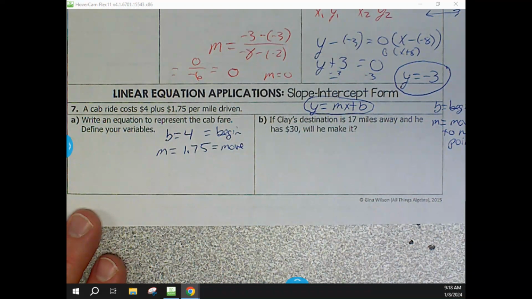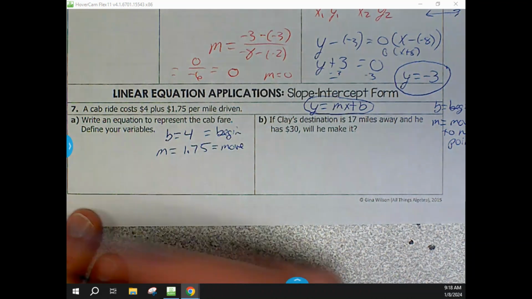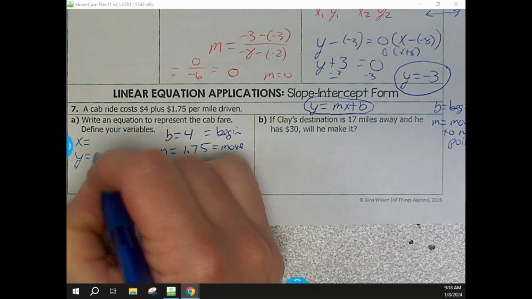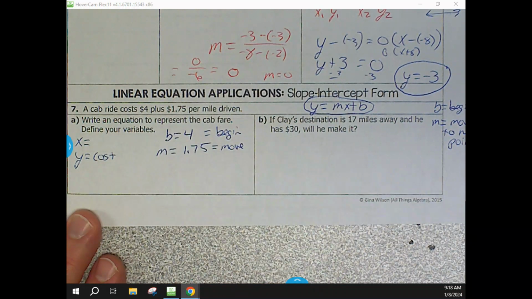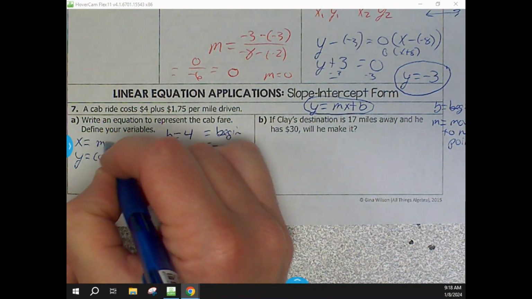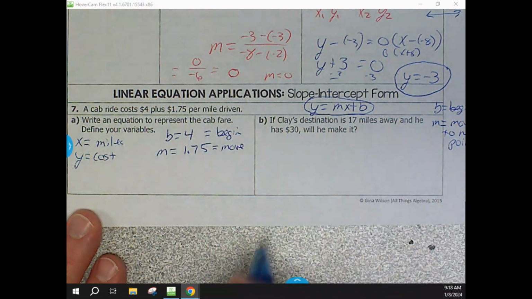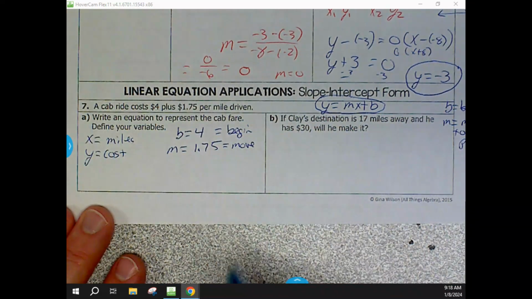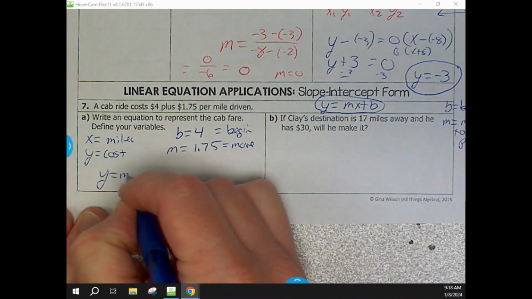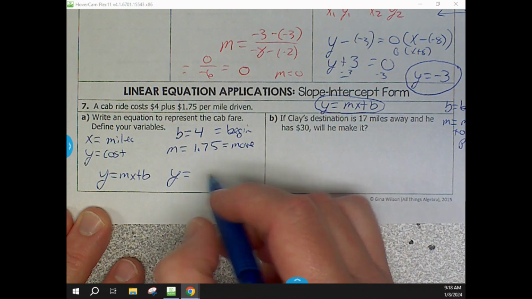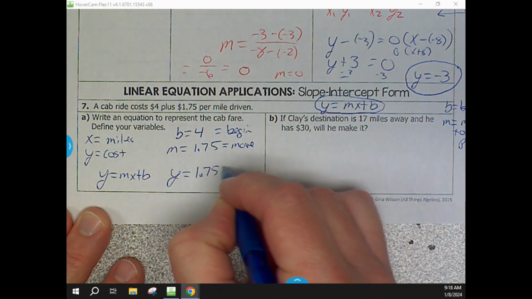Okay. It says define your variables. So y is going to be our cost, and x should be the number of miles that we're going to go. So for every mile we go, that's what we're going to have. So if we write this in y equals mx plus b form, that should just be y equals 1.75x plus 4.